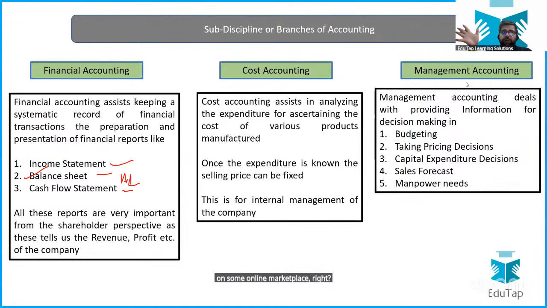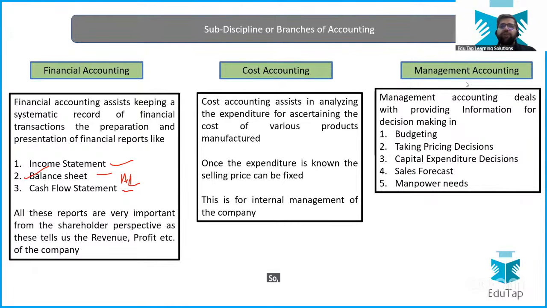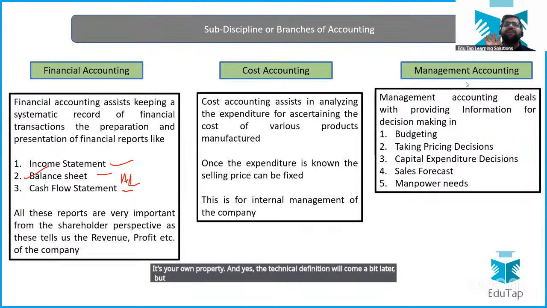So whatever you have, for example the AC on my head, this is also an asset for me because I can go and sell this particular AC in the market and I can earn revenue from it. So whatever you have, it's your own property. And yes, the technical definition will come a bit later, but right now asset basically means your property.